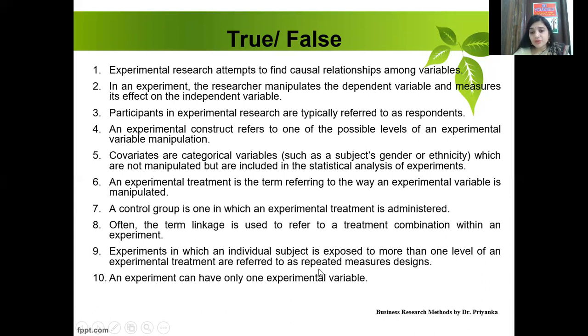Ninth, experiments in which an individual subject is exposed to more than one level of an experiment treatment are referred to as repeated measures designs. Is it? Yes, it is true. Then an experiment can only have one experimental variable. Is it? No, experiments can have more than one independent variable or more than one experimental variable.